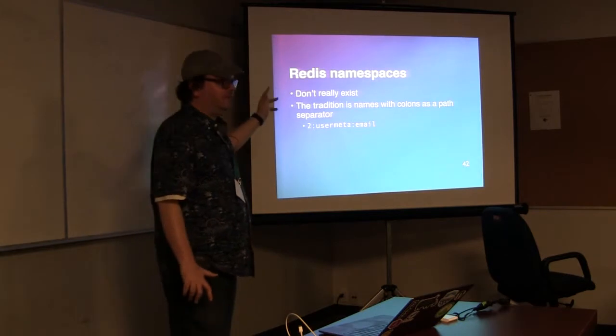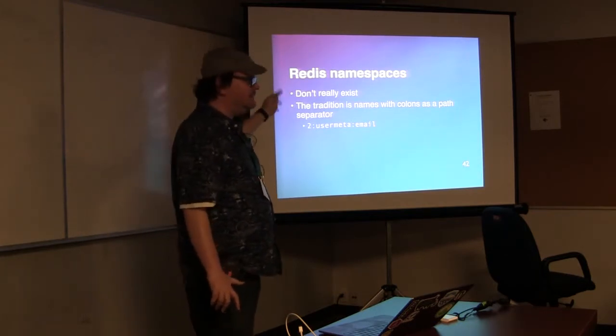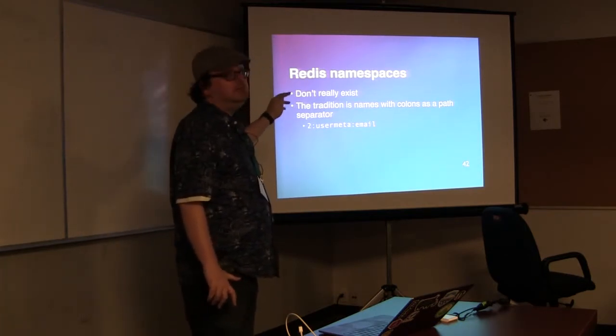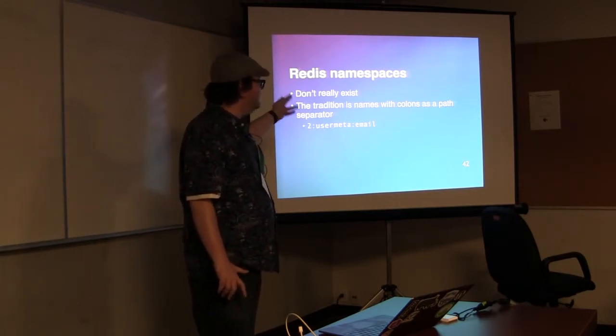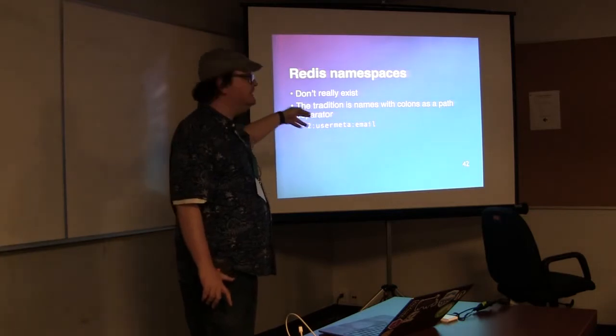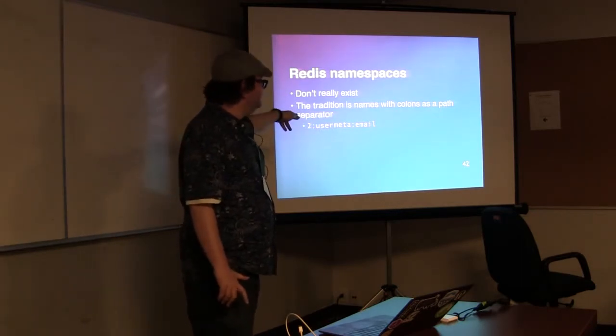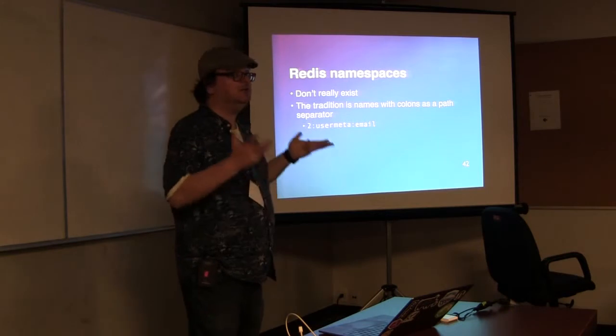Redis doesn't have namespaces, but the tradition is just to fake them by using paths separated by colons. So, 2:usermeta:email: this is blog number 2, user meta table, email, that sort of thing.